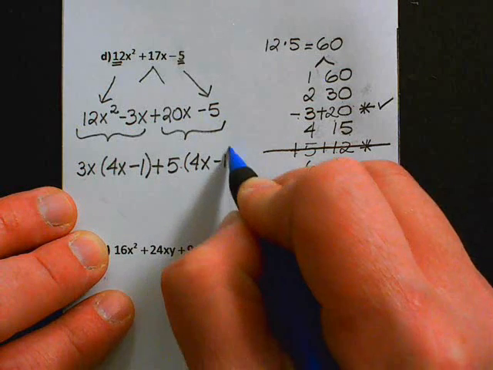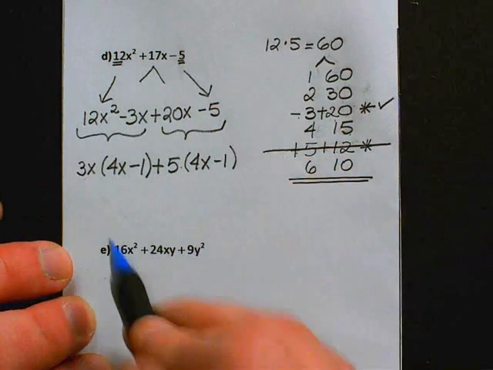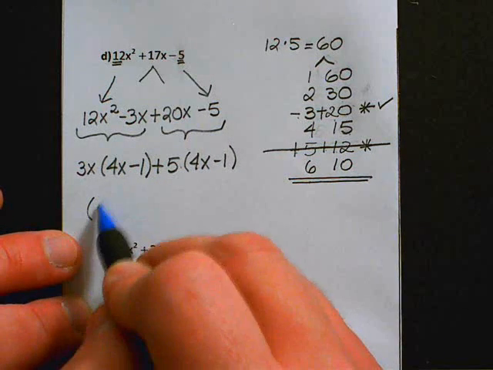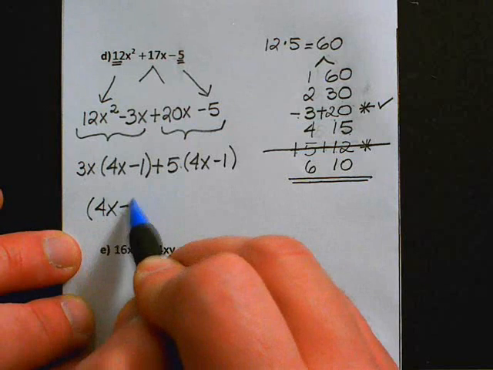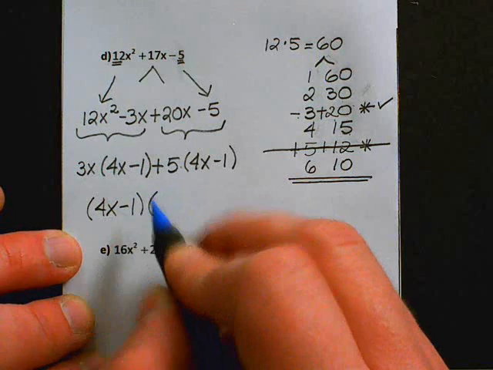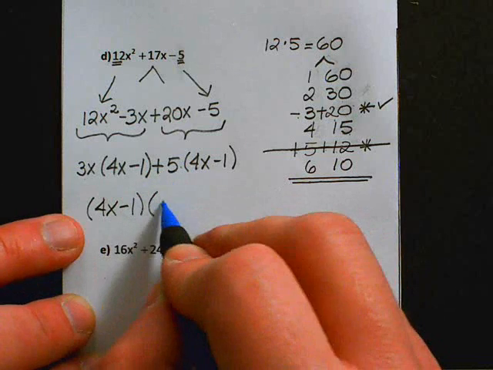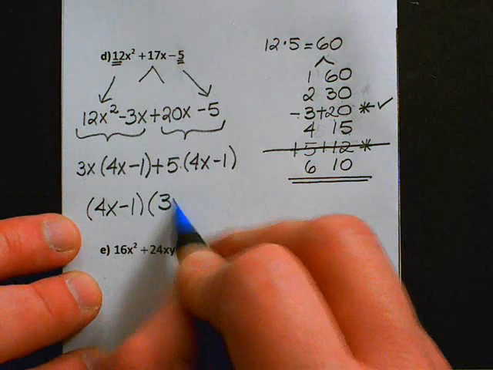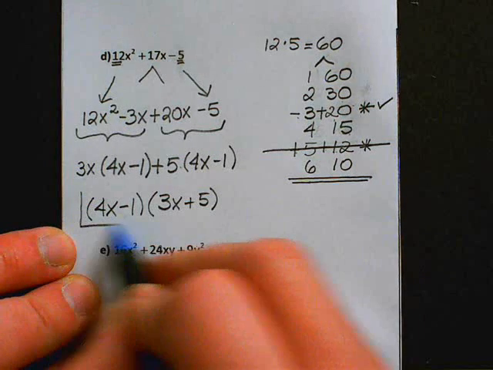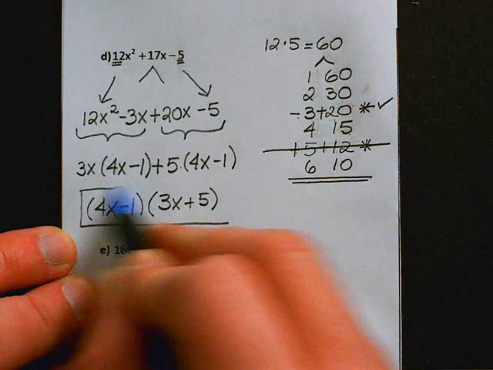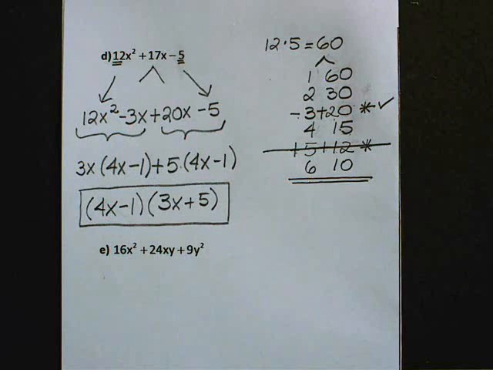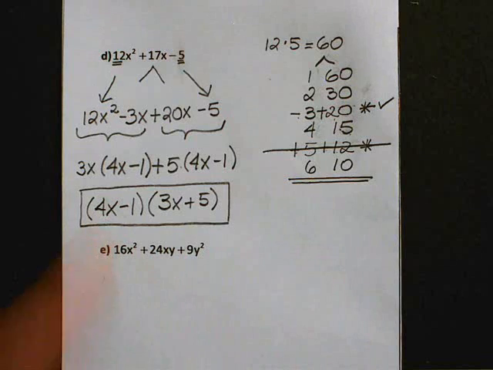Now with that, I'm left with two terms, and what do they have in common? They have in common 4x minus 1. And if I remove the 4x minus 1 from each term, I'm left with 3x plus 5. And that will be my answer. And again, you can check the answer by foiling, or you can just trust that you did it correctly. Alright, let's go on to the next problem.